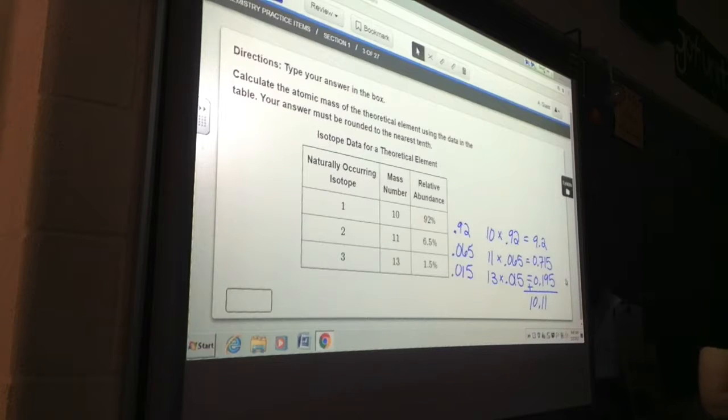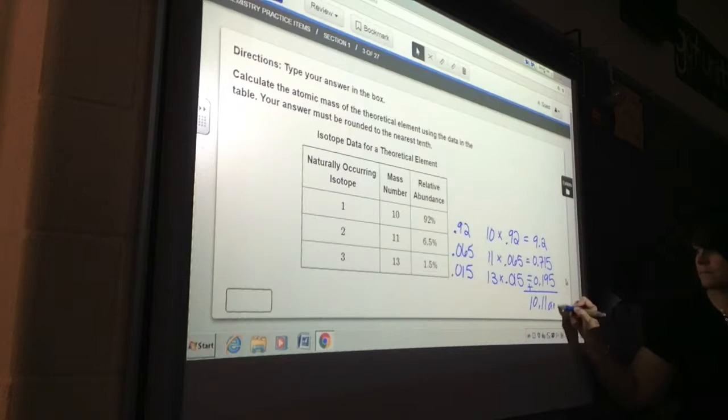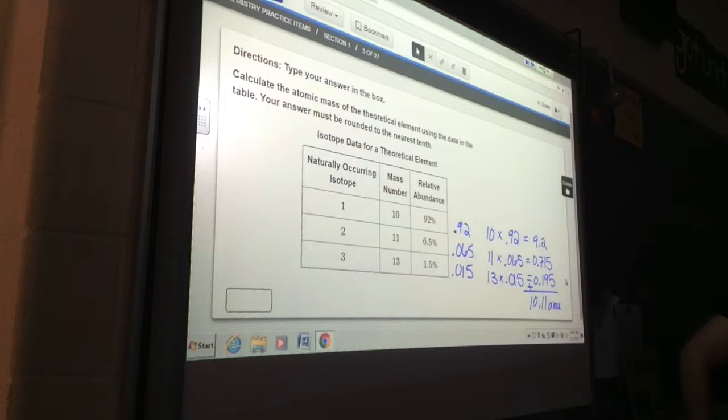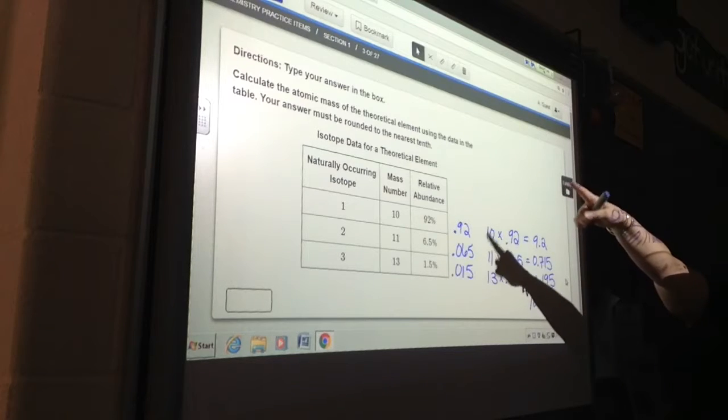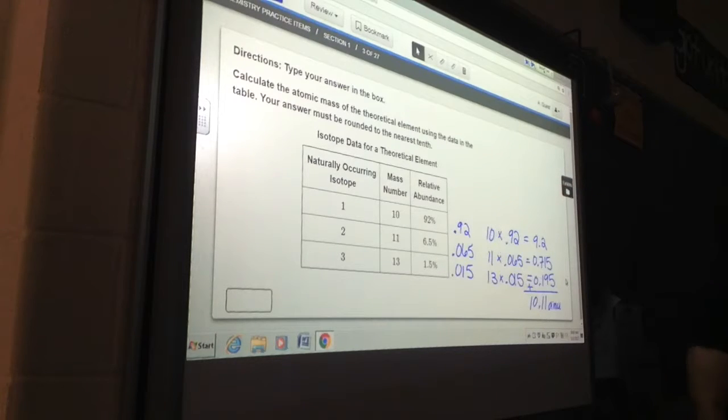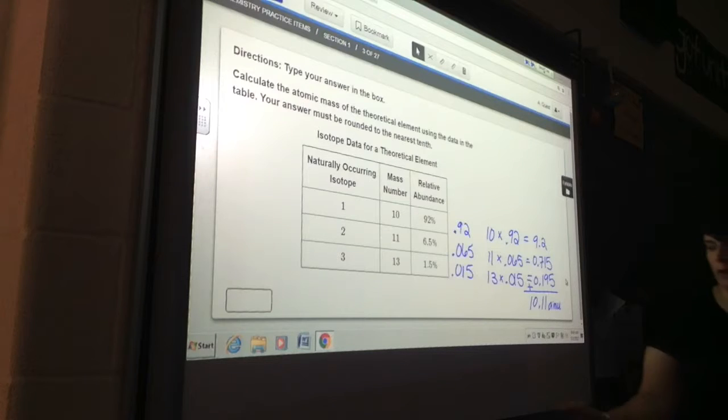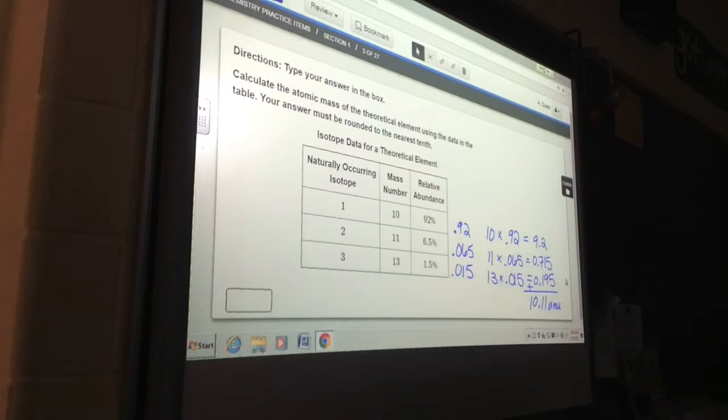What would be the unit on this? Good. We don't have to add that because it's a Dropbox question, but it would be AMUs. And they said your answer must be rounded to the nearest tenth. So what are we going to put as our final answer in the box? 10.1.